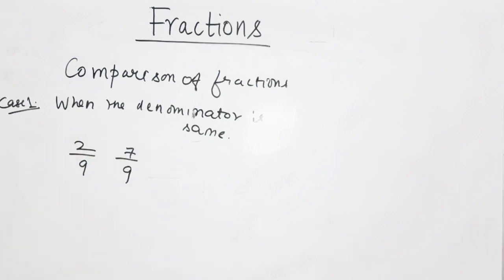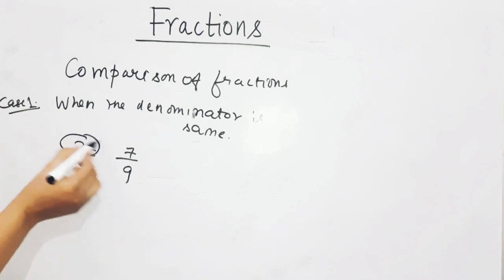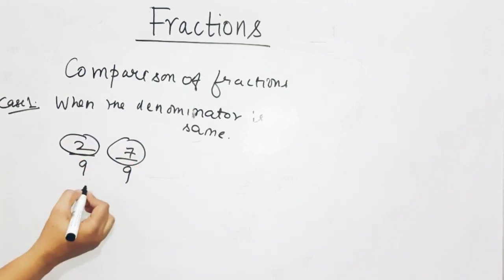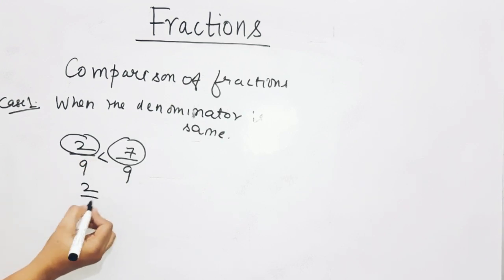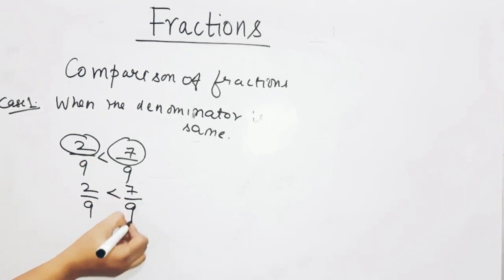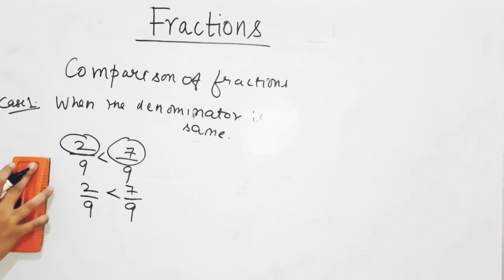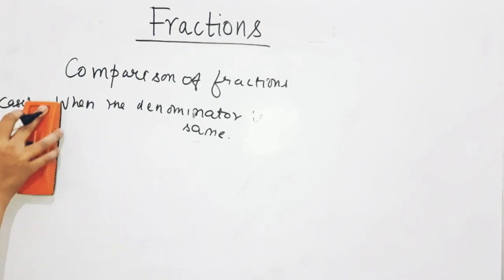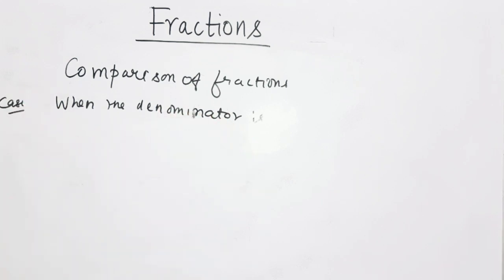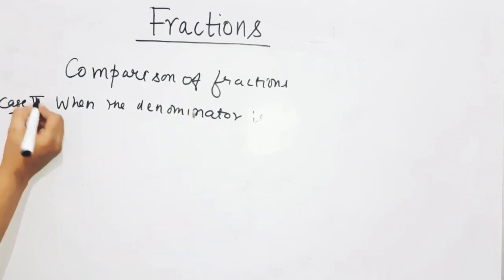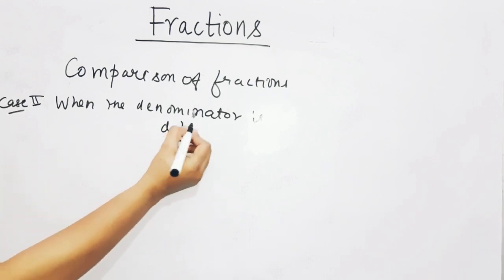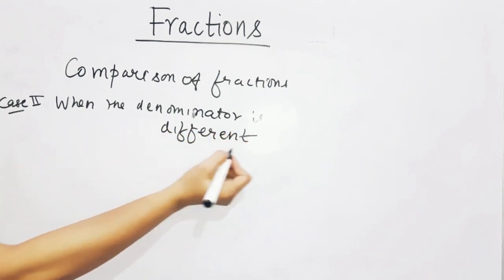Now which one is greater? So as you all can see, the denominator is same. So you will look at the numerator; whichever numerator is bigger, that fraction will be bigger. That means 7 is greater than 2, that means 2 upon 9 is less than 7 upon 9. Clear students? In the same way you can do other fractions also. So now I am going to discuss the other case, that is case number 2, where the denominator is different. Earlier our denominator was same, now the denominator will be different.